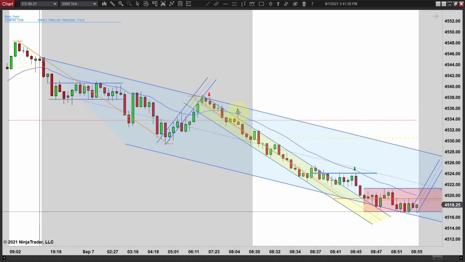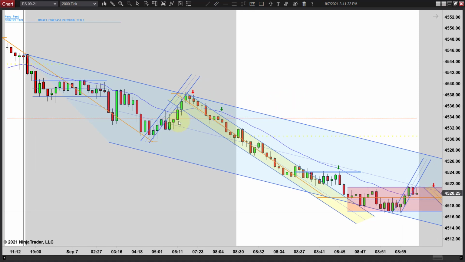I marked it green. I'm not crazy about the congestion, but it is a reversal and it does look like prices are going lower and the lows are way down here. So you got plenty of room and it doesn't matter.